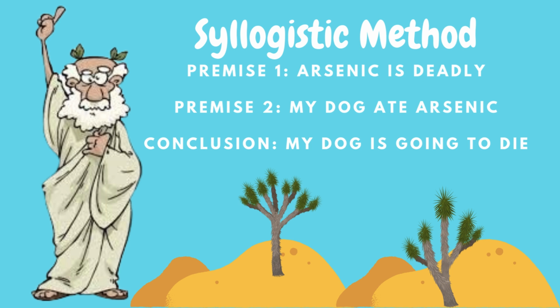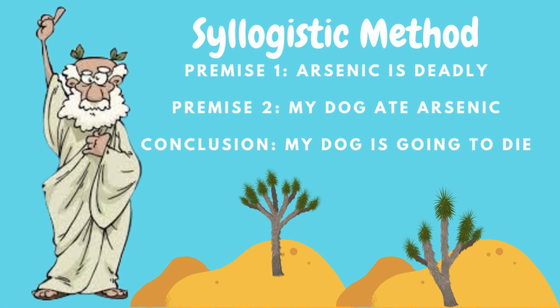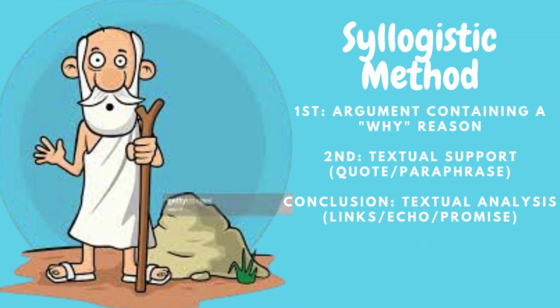So how do we morph that into a heuristic for the purposes of writing synthesis? Here it is. First premise is going to be an argument containing a why reason. So up top in the introductory paragraph, we just announced who the GOAT is, and we don't get into the why reason specifically. So the specific why is going to be housed in the first premise. There's some math to this. The first premise is going to be 3 sentences long. There are some rules for those 3 sentences.